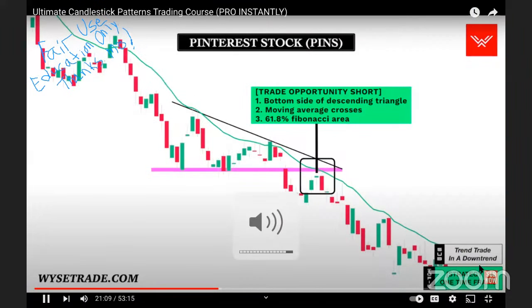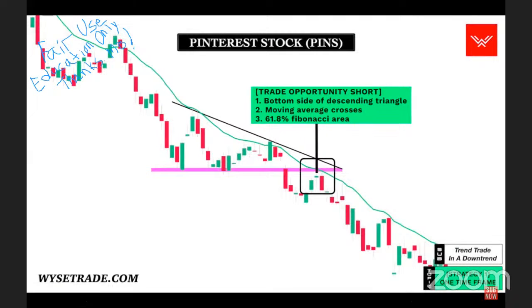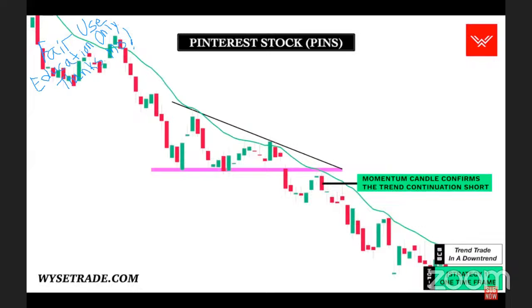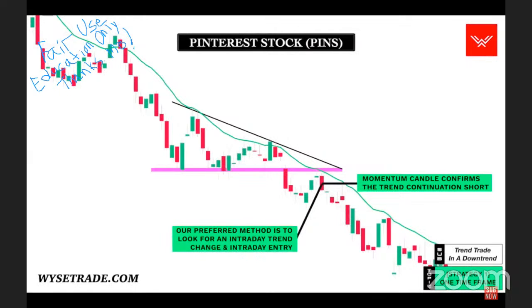Where the trade opportunity short occurred. As price pulled back up to this area of confluence, you had your long wick candle form, which shows a reaction to the area. Again, you either take a short trade after the bearish momentum candle, or the preferred method would be to look for an intraday trend change, an intraday entry short, using our entry strategy and tool.